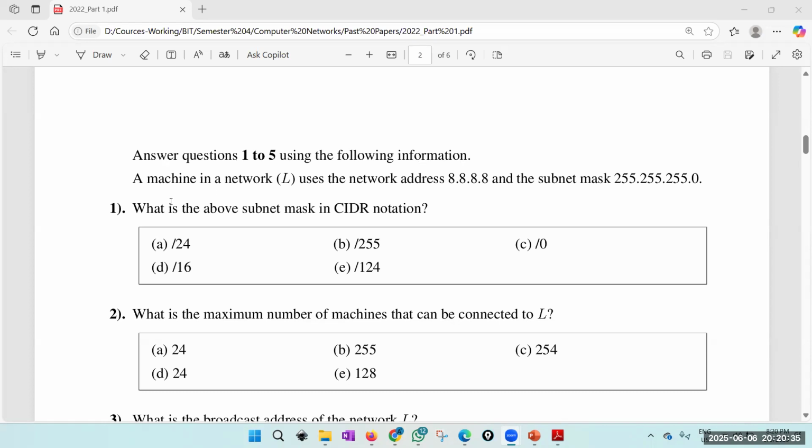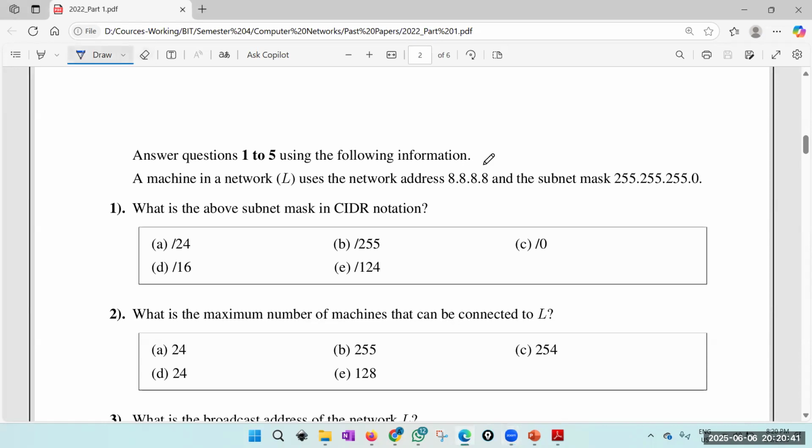One of the machines in a network called L. One of the machines uses the network address 8.8.8.8, and its subnet mask is /24.